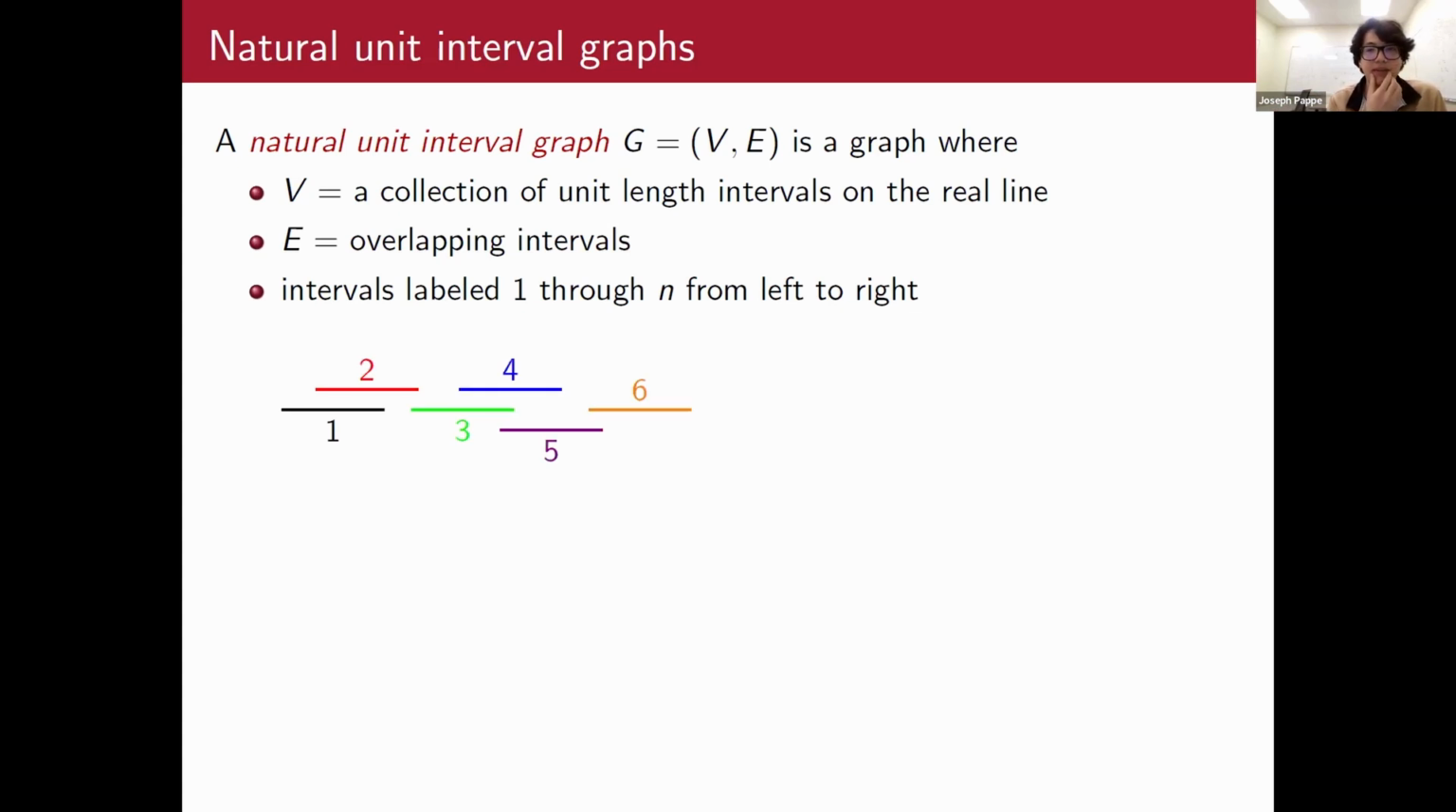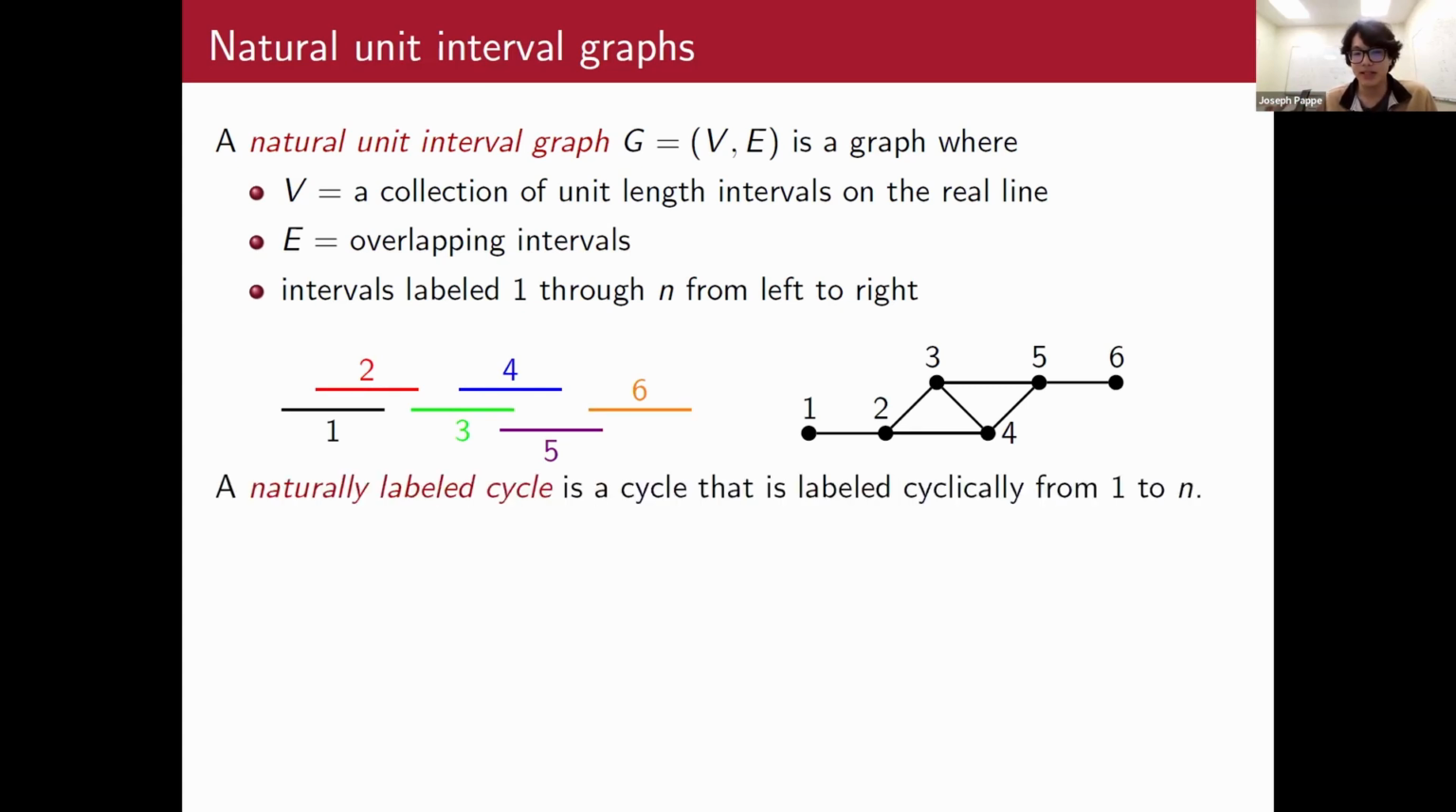So for instance, let's say that we have these 6 unit intervals. These would correspond to the following graph. This vertex 3 overlaps with intervals 2, 4, and 5, so in the graph, 3 is adjacent to 2, 4, and 5. The other family was the naturally labeled cycle. We say that a cycle is naturally labeled if it's labeled cyclically. So for the cycle graph on 4 vertices, a natural labeling would be 1, 2, 3, 4, either clockwise or counterclockwise.